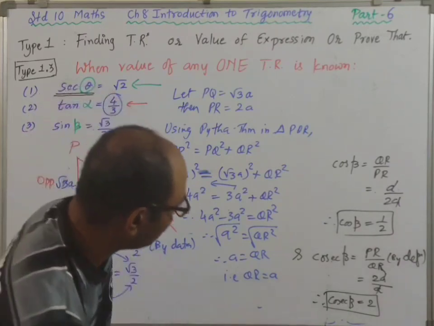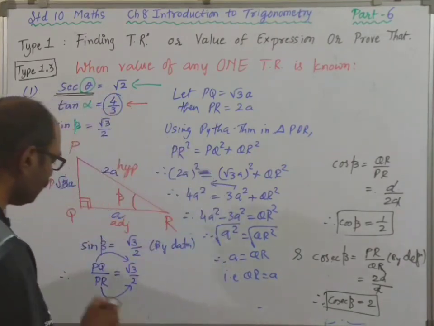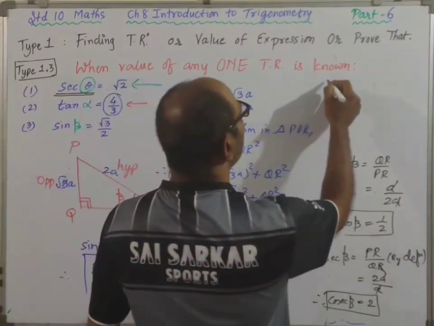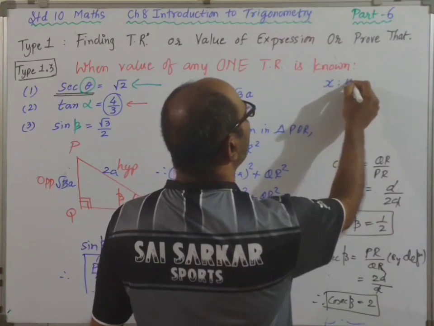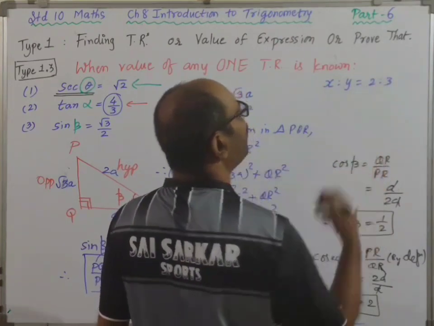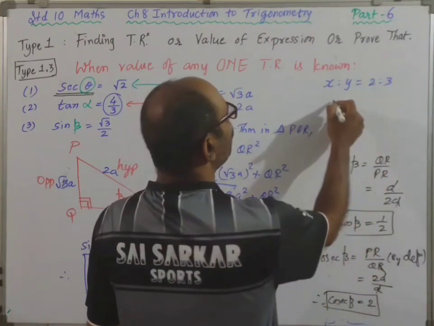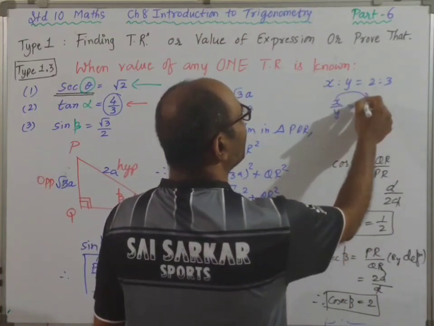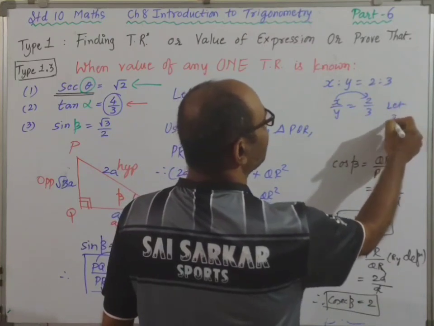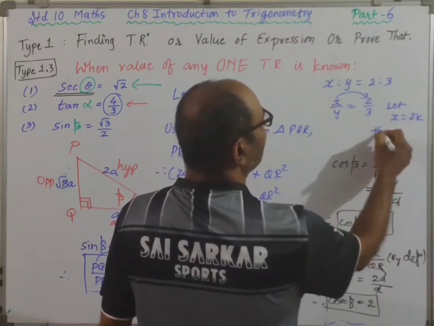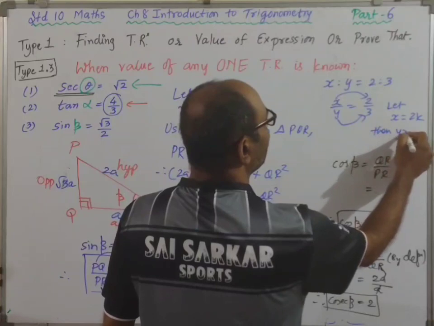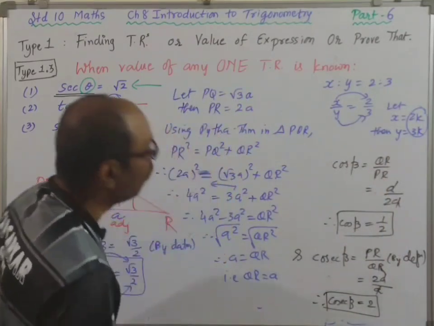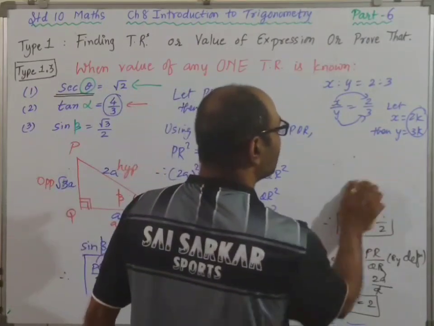Children, I want to tell you one thing here. Suppose there is any ratio, x is to y is equal to 2 is to 3. So you can say x upon y is equal to 2 upon 3. I told you, let x be equal to 2k. Then what is y? 3k. Why are we doing that? Let's try to understand.